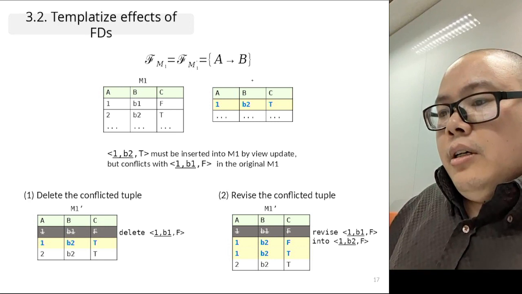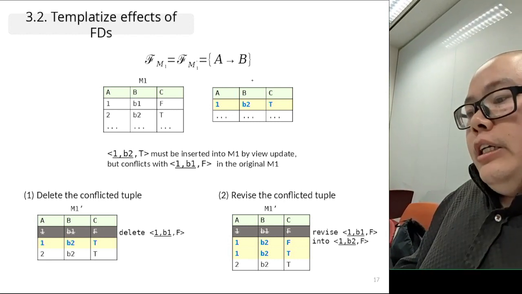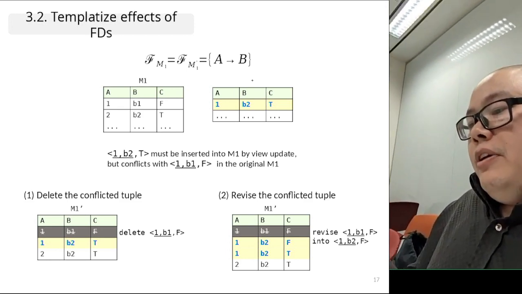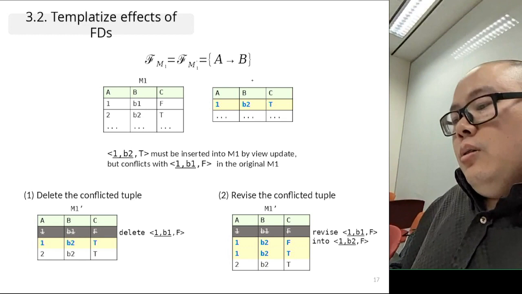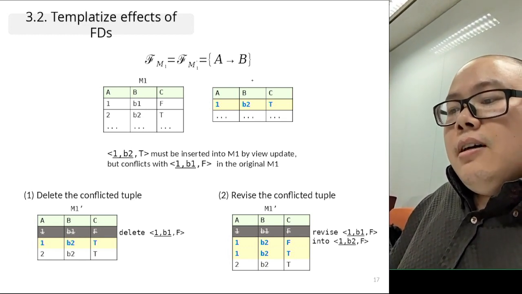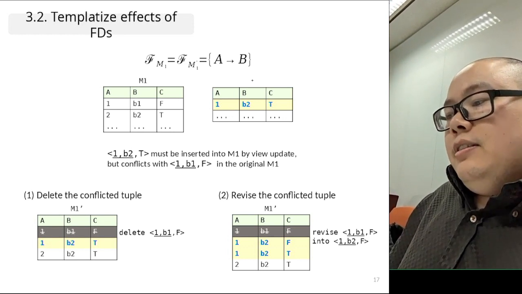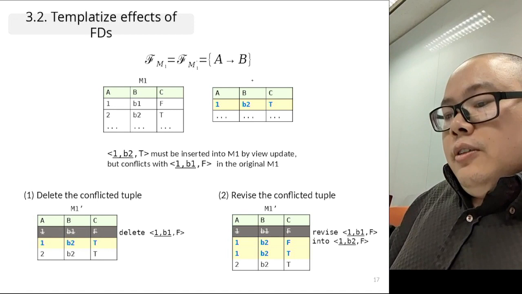In the next slide, 17, besides the constraint of dependency, there are also some effects of dependencies. If we have some insertion from M1, for example, 1B to T, must be inserted to M1 by the view update, but this conflicts with the tuple in the original. So there are two strategies. First, we delete the conflicting tuple, and second, we revise the conflicting tuple by the must-inserted one.